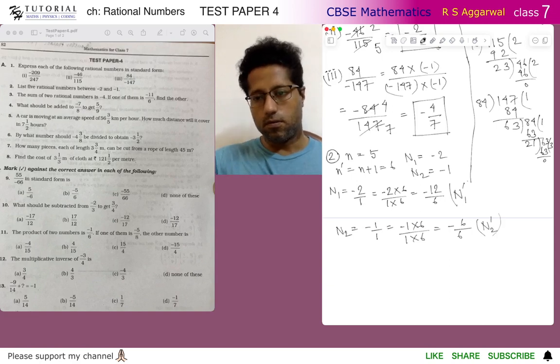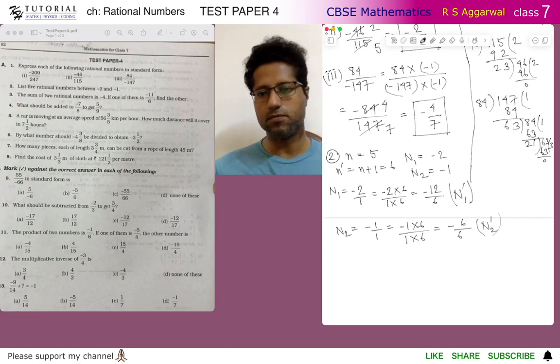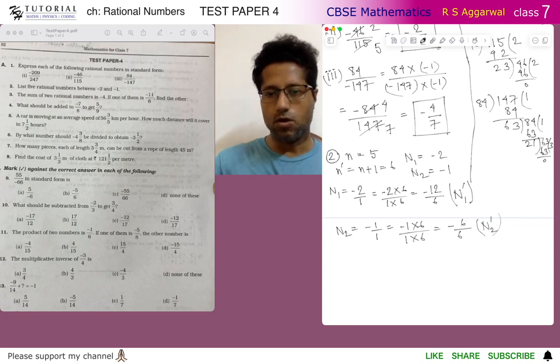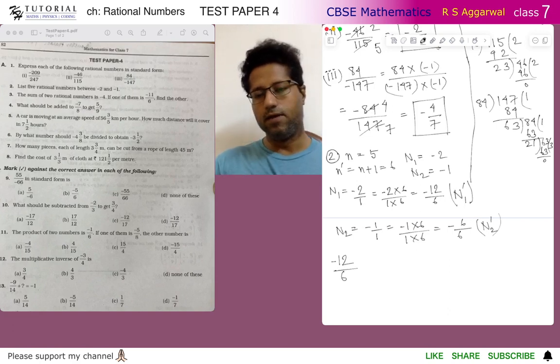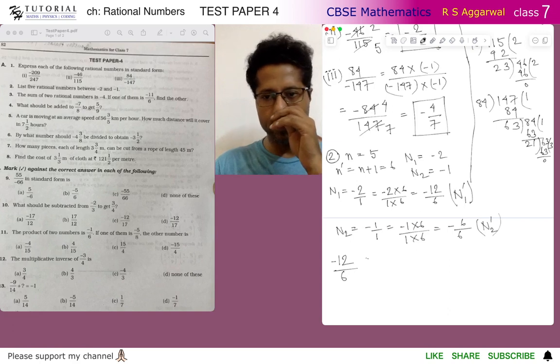Now how do we find the 5 rational numbers that lie between? n1 dash is an equivalent form of n1, which is minus 2, and n2 dash is an equivalent form of n2, which is minus 1. So essentially, if we can find 5 rational numbers between n1 dash and n2 dash, then we have found 5 rational numbers between minus 2 and minus 1. We start from n1 dash and keep on adding 1 to the numerator, and we will get a rational number that will lie between n1 and n2.